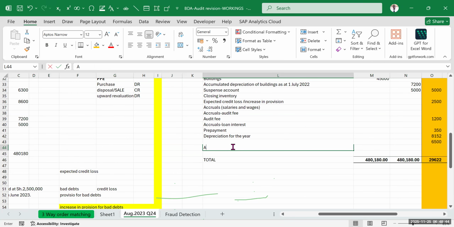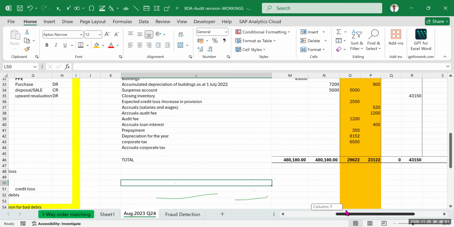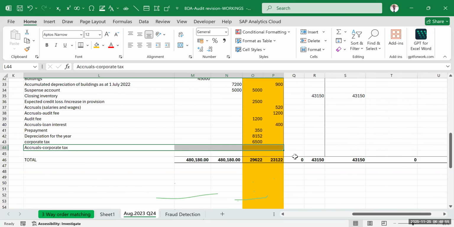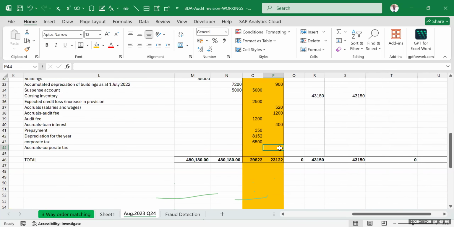So we will talk about also another accruals, but it is on corporate tax, and we know where accruals fall in the balance sheet. So this corporate tax has not been paid. So we are adjusting by crediting the same amount of 6,500 like that. Our account has to balance at every bit.